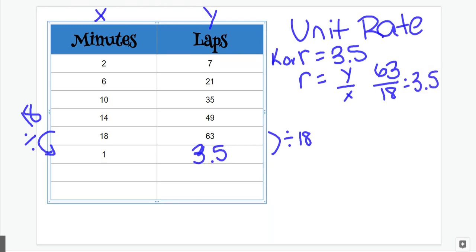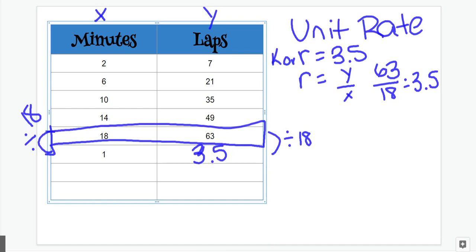Now keep in mind, when you're doing Y over X, it has to be both numbers in the same row. You can't pick and choose a number from a different row. So now that I have my unit rate, I'm going to use my unit rate to work my way down the table. Okay, so generally these are already filled out either one side or the other.